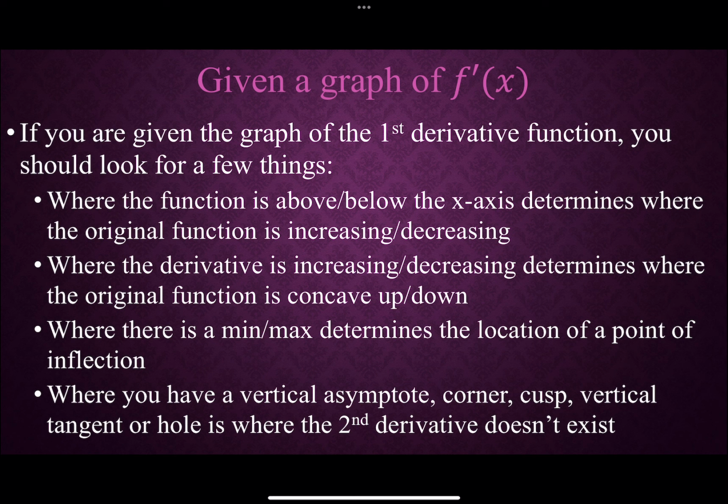And again, same as before, vertical asymptotes, corners, cusps, vertical tangents, all that kind of stuff is where the second derivative would not exist. Keep in mind, if there is a corner in the graph of the first derivative, the first derivative does exist at the corner. It's just that the second derivative would not exist at that corner, or cusp, or whatever's going on. Okay? Because essentially, the first derivative becomes the function, and the second derivative is now the derivative of that, so then those kind of rules apply to it.